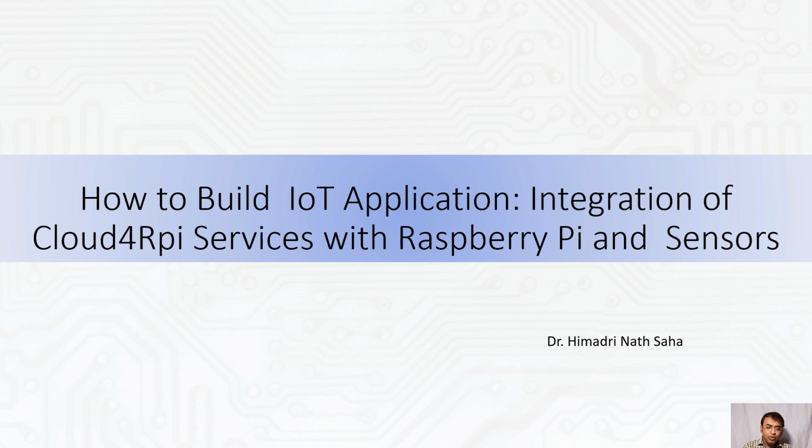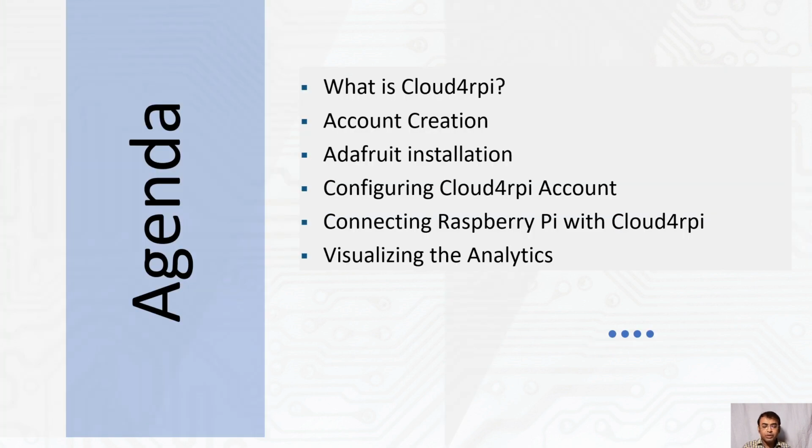Today I will demonstrate how to build an IoT application by using Cloud4Rpi services, Raspberry Pi and sensors. Agenda of the session: first I will discuss what is Cloud4Rpi, then I will show you how to create an account in Cloud4Rpi, then how to install the Adafruit library in your Raspberry Pi, then how to configure the Cloud4Rpi account, then how to connect Raspberry Pi with Cloud4Rpi. At last I will show you visualizing the analytics.